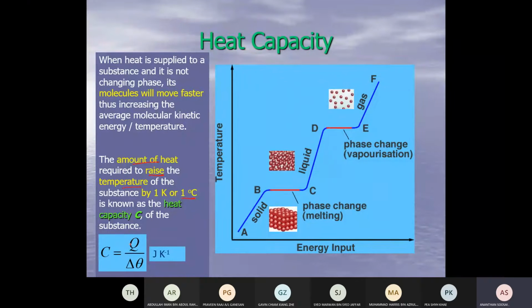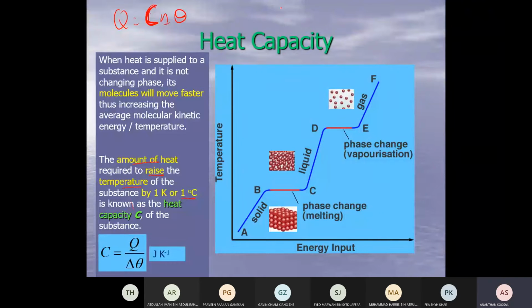The formula is what? Q is the energy. So Q equals C change in theta. This capacity is called heat capacity, capital C.